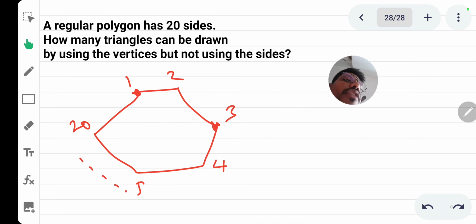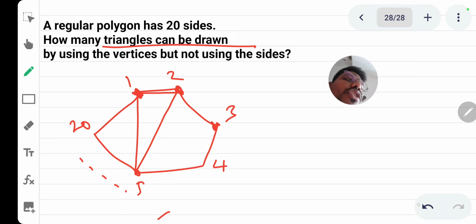But suppose if you select 1, 2 and 5, then what will happen? The triangle will be drawn like this. So you can see one side of the triangle is coinciding with the side of the polygon. So no side of the triangle should be coinciding with the side of the polygon. That's what they have said over here.